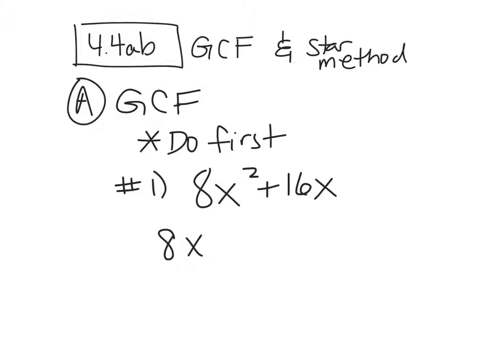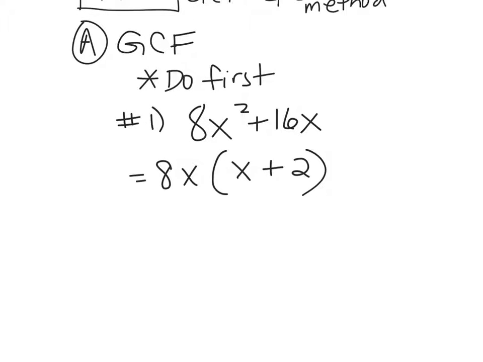And so factoring out the GCF is the opposite of distributing, right? Instead of multiplying in, I'm dividing it out. So I end up getting 8x times (x plus 2). Perfect. That's it. Okay? Do you remember doing this in Algebra 1 a little bit? So that's your first step, though. You always want to see if you can factor out something in common first.